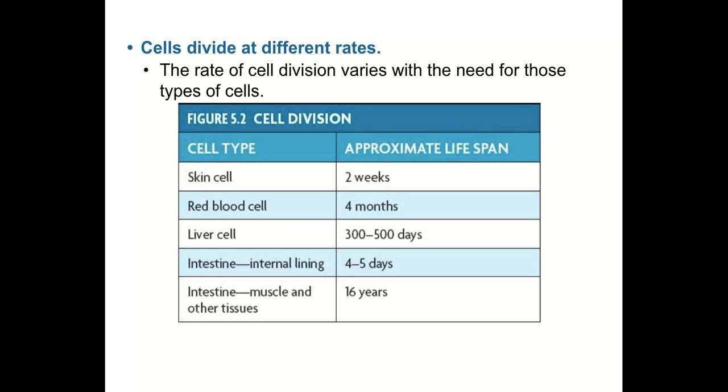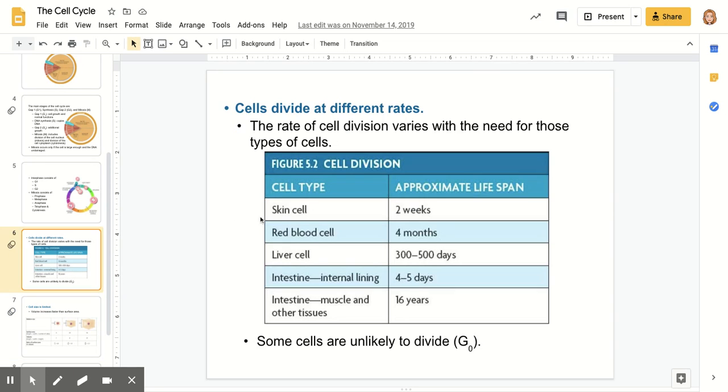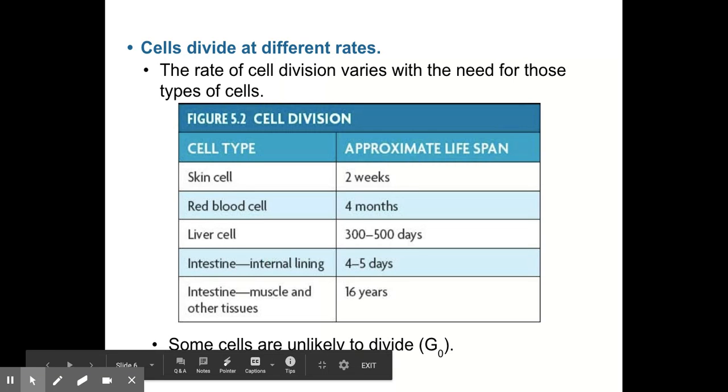And there is some variation in the rates at which cells divide. And it kind of makes sense. A skin cell is going to go through the cell cycle and cell division relatively frequently, but maybe a brain cell doesn't. And those cells that remain in G0, those are the cells that are unlikely to divide.